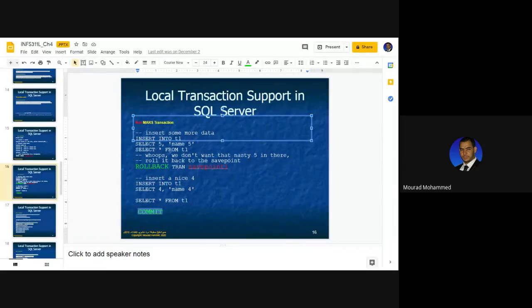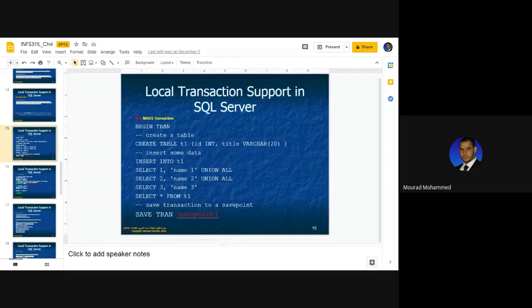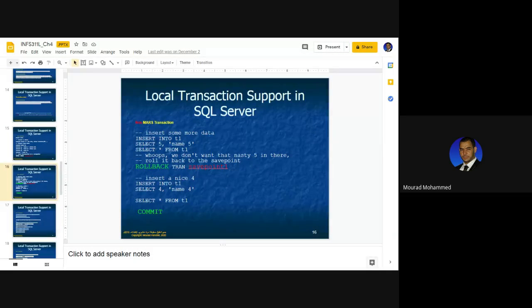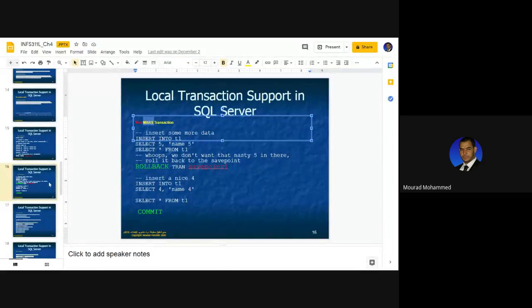This is a non-MARS, this is non-multiple result sets. We have only one list of queries to do. That's it. We are not having more than one command. This is a query, but it is not describing the context of the multiple active result sets. Let's see the second example here, where you clearly see the difference.